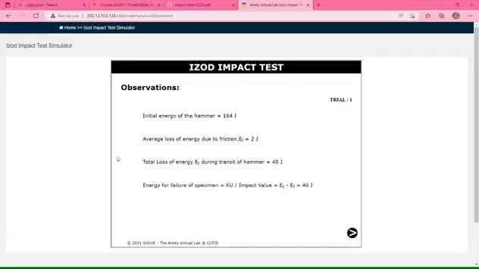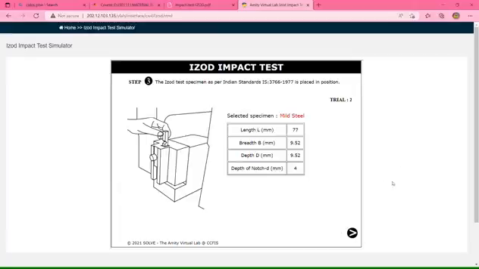The observation is: initial energy of the hammer is equal to 164 joule. Average loss of energy due to friction, EF, is equal to joule. Total loss of energy, ET, during transit of hammer is equal to 48 joule. And lastly, energy for failure of specimen, KU or impact value, is equal to ET minus EF, equal to 46 joule.